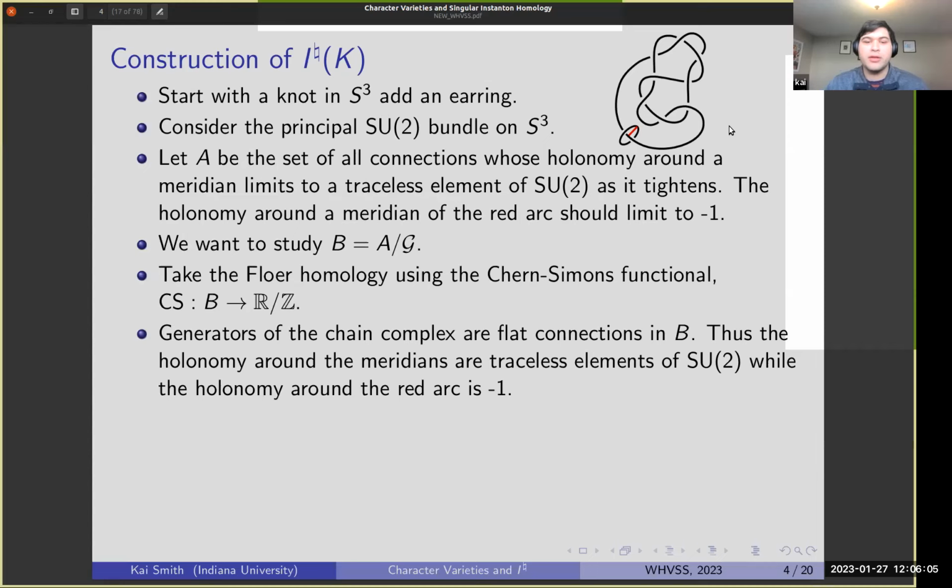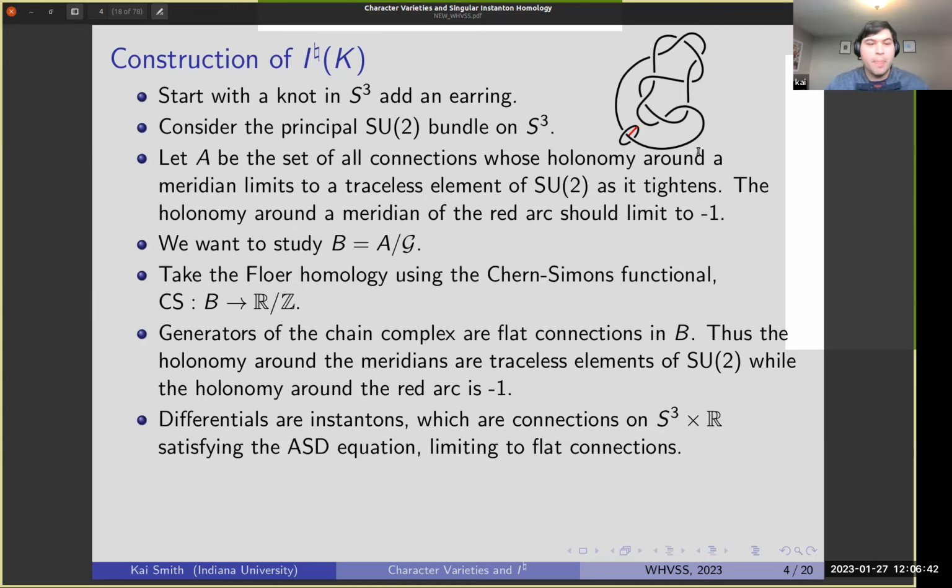And to get our chain complex, the generators come from critical points of the Chern-Simons, which end up being flat connections in B. So combining what we know about flat connections with what we know about this holonomy condition, that tells us that for any of these flat connections, any meridian of the knot or this circle must have traceless holonomy. And similarly, any meridian of this red arc must have traceless holonomy.